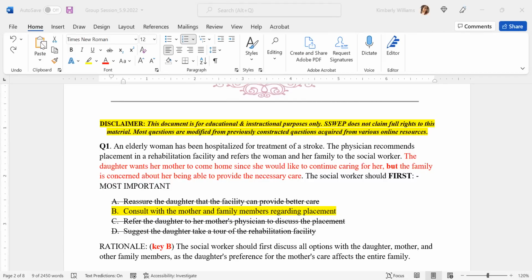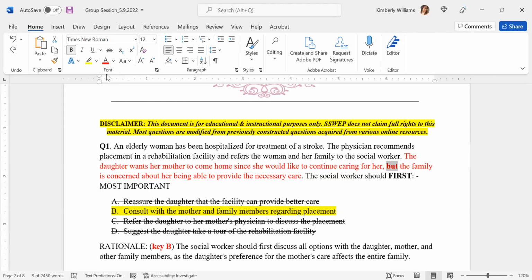But I can tell you, in most all the questions I've had experience with, whenever it says such and such, but whatever follows the "but" is where your priority issue lies, and that's where you need to focus your intervention, because that's where your problem is. See, it's not a problem that the daughter wants to take her mother home to care for her. Since when is that a problem? The problem is the family's like, oh, we don't know about that. That's what makes it a problem.